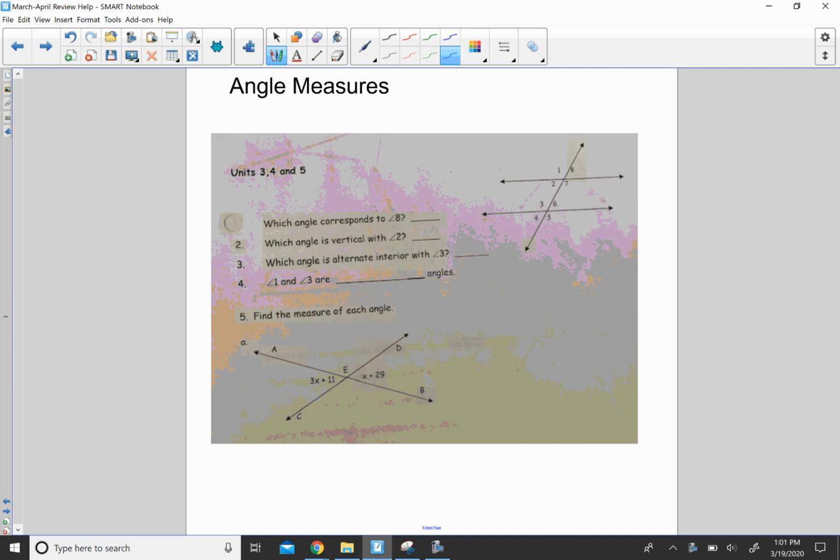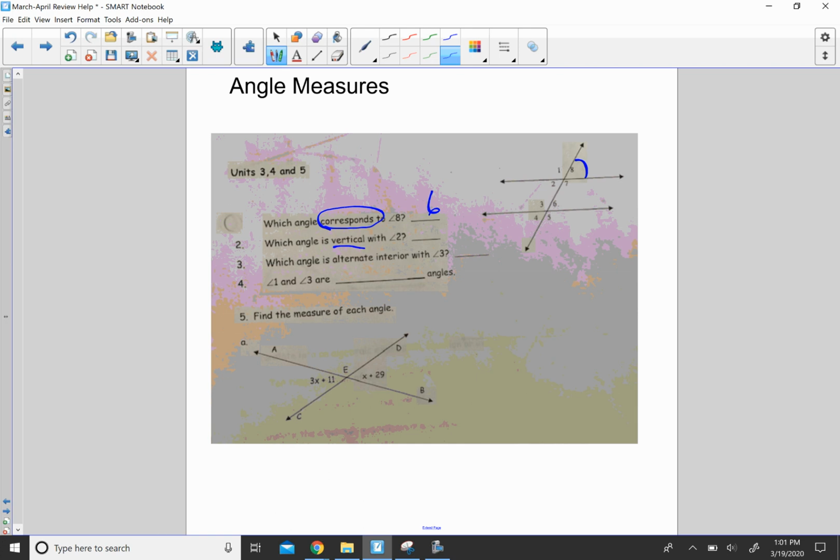The first question here says, which angle corresponds to 8? If you think about the word corresponds, it's like when you put an outfit together, you want it to correspond or match. So if I look at angle 8, and these 4 angles kind of group together, what corresponds or matches in these 4 angles here? So 8 would correspond to 6.